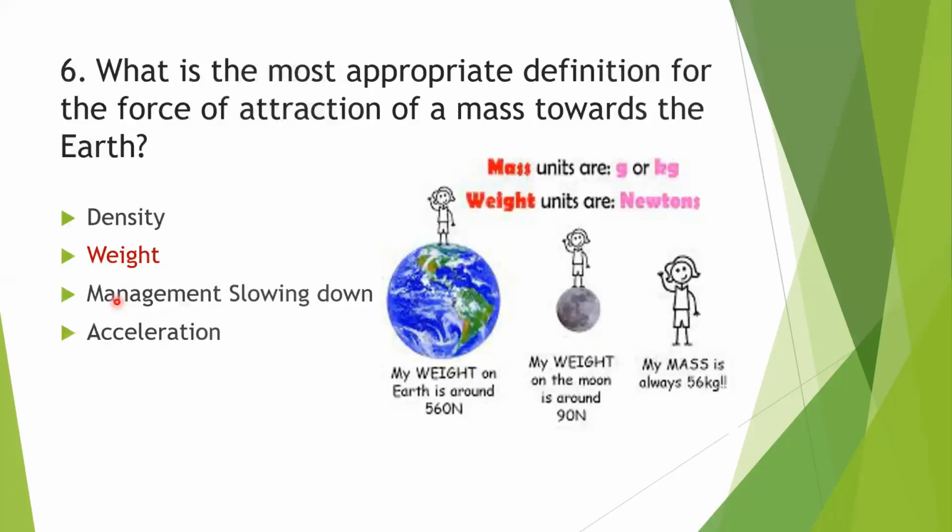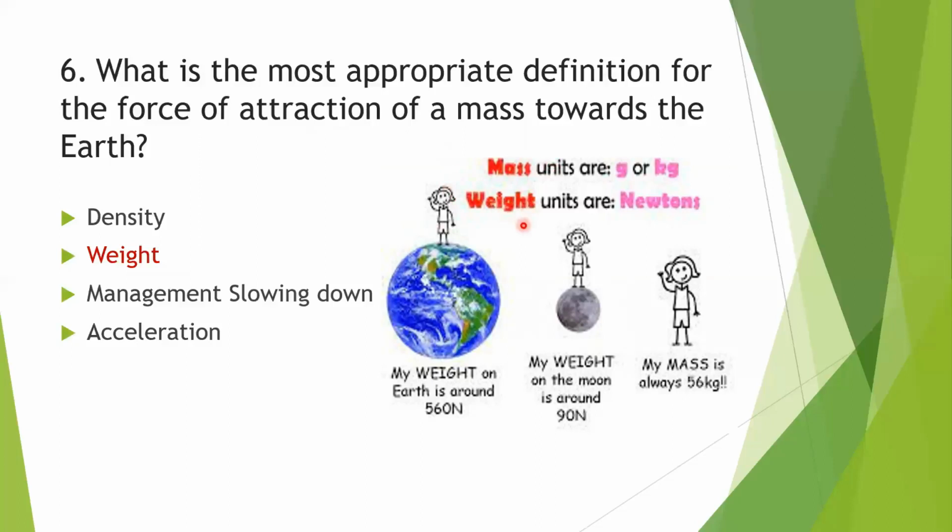What is the most appropriate definition for the force of attraction of a mass towards the earth? Here there are two words, what you call mass and weight. Actually, when you were just small kids, in grade 4 or 5, you talked about mass. But when you come to grade 6, 7, 8, another word comes as weight.